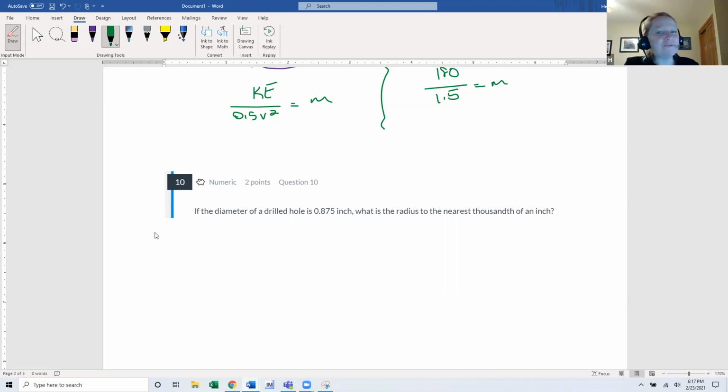If the diameter of a drilled hole is 0.875 inch, what is the radius to the nearest thousandth of an inch? How do we find the radius if we know the diameter? We have the diameter, 0.875, so then we have to divide by 2. Then we have the radius already, right? Right, and then we have to round to the nearest thousandth of an inch. How many decimals is thousandths? Yes, 3. Good. So now tell me what you get. What do you guys get for this one?